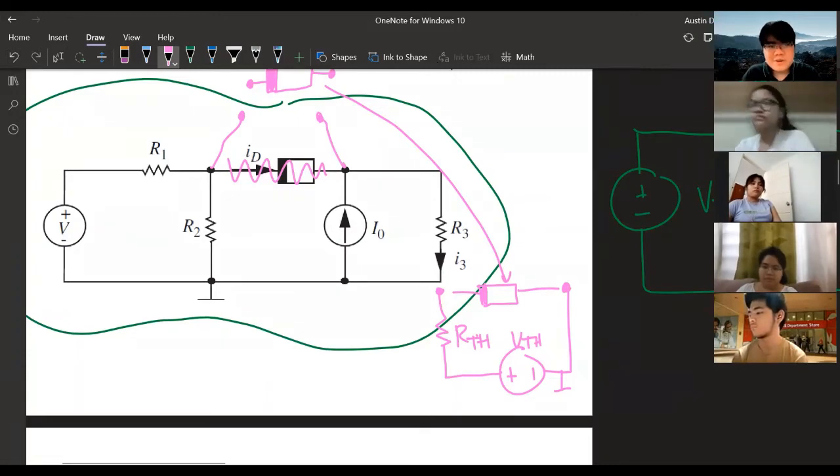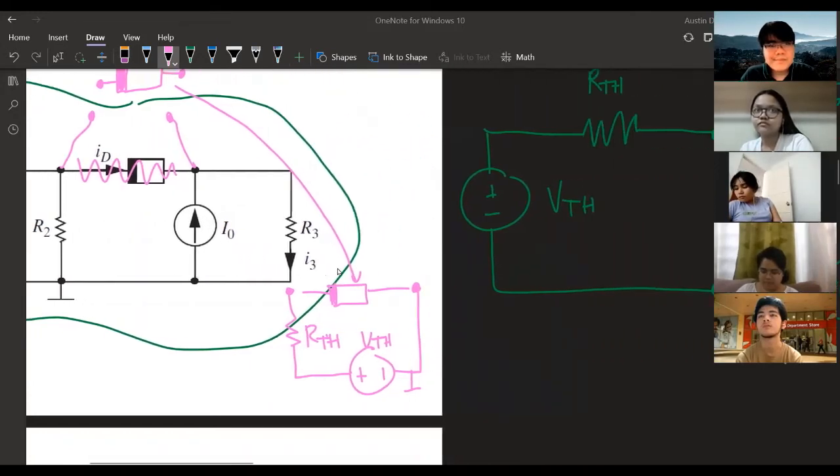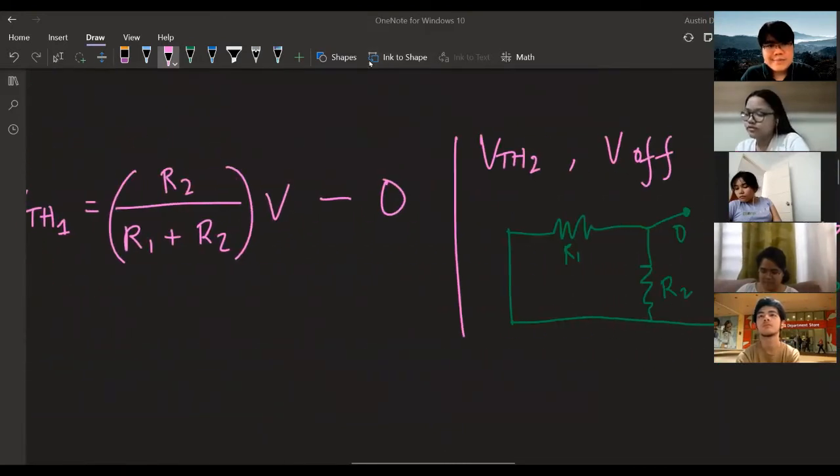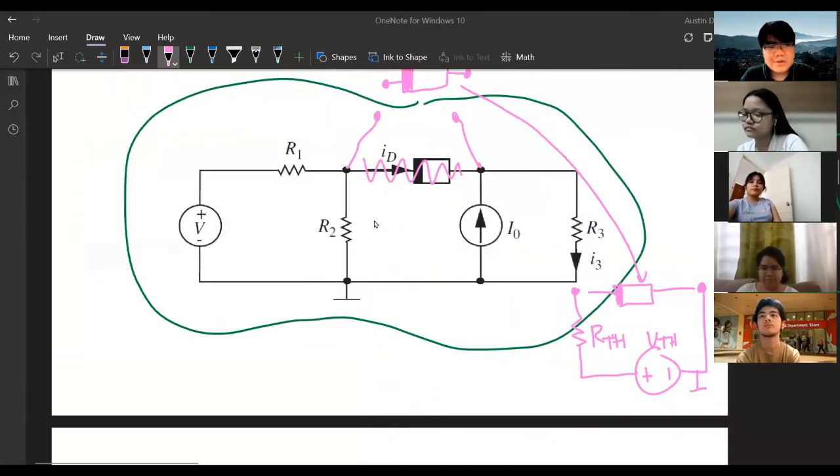Ayun ba yung tanong mo? Sorry. Ayun ba yung tanong mo? Baka hindi ko lang na-gets yung tanong. Kasi ang tanong sa atin, saan po ulit ipa-plug in after makuha yung equivalent circuit? Did I get your question? Equation yung tanong.